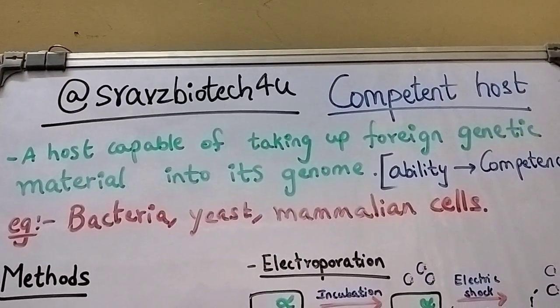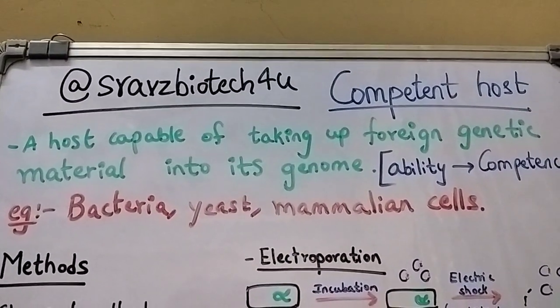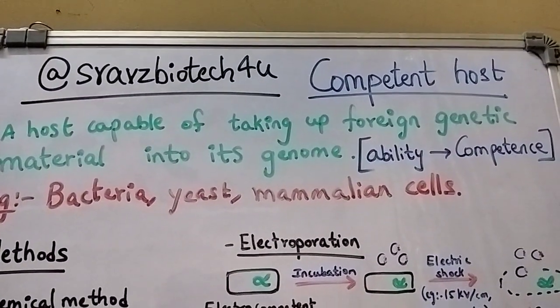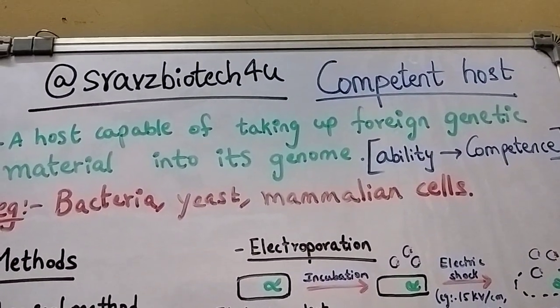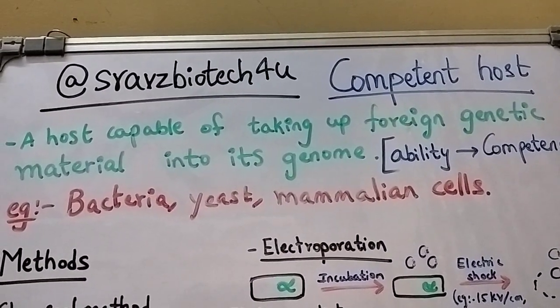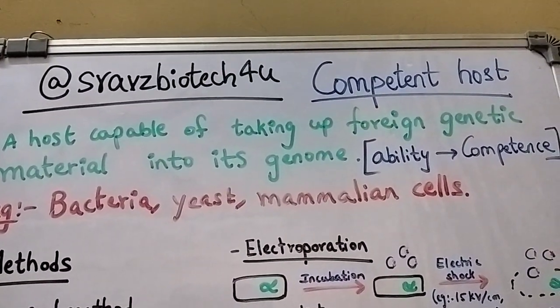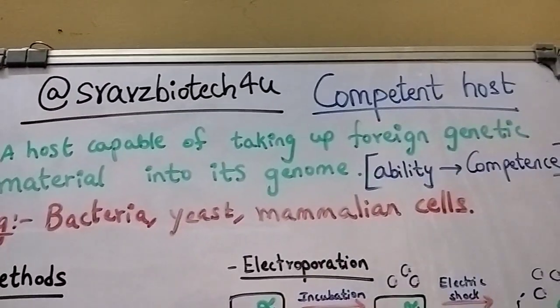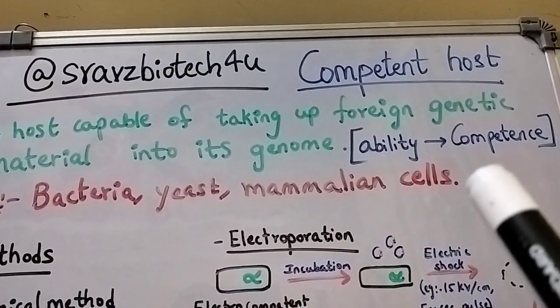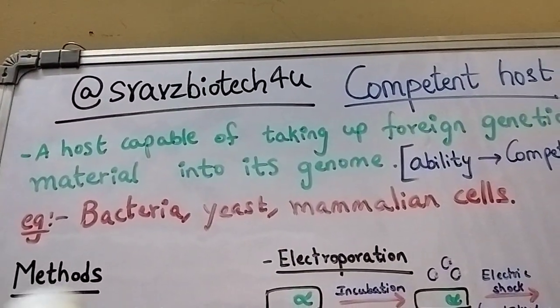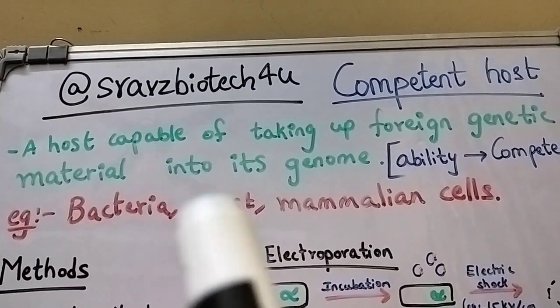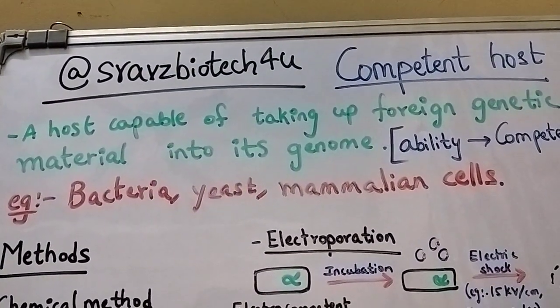Today's topic is competent host. Competent host is the host organism that has the ability of taking up or incorporating foreign genetic material like plasmids or DNA fragments into its genome. This ability is called competence. Examples of competent cells are bacteria, yeast, mammalian cells, etc.